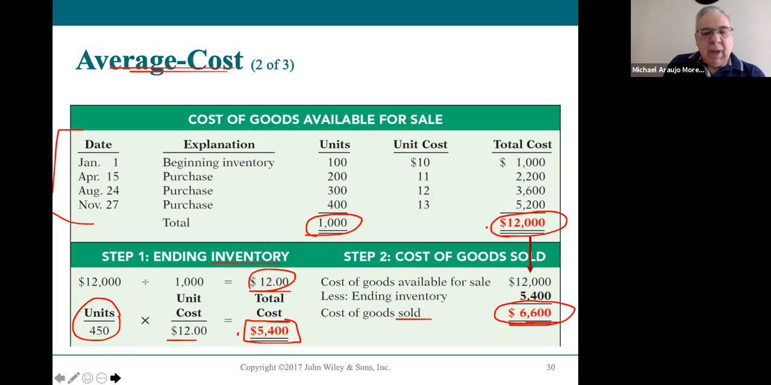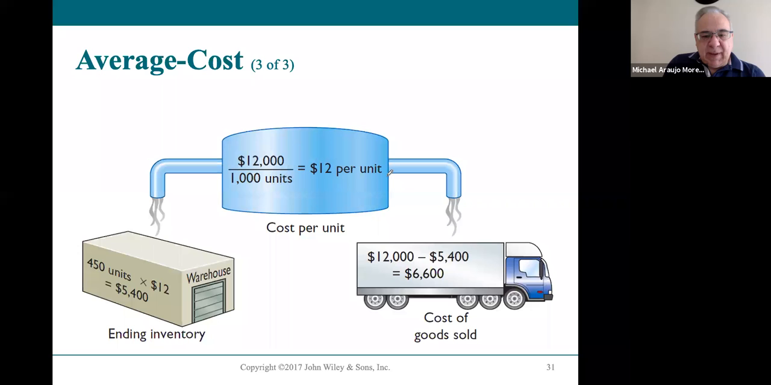This is simply putting all of them in the big tank to get the average cost per unit. And then of course, you know you have 450 units left, so you can simply multiply that by the average cost. The rest is cost of goods sold. Again, you can do it as the book does it, which is the total available minus your ending inventory gives you your cost of goods sold, or you can calculate it in another way. Both ways are correct.